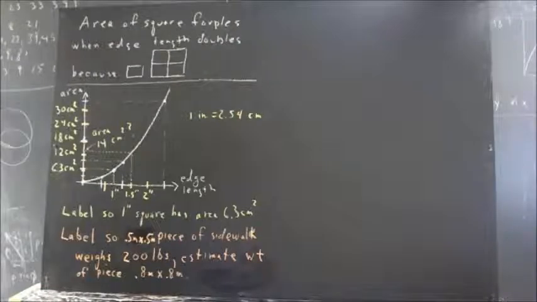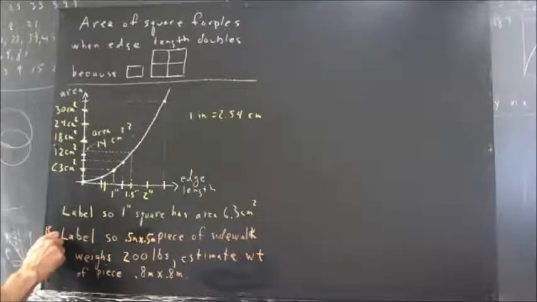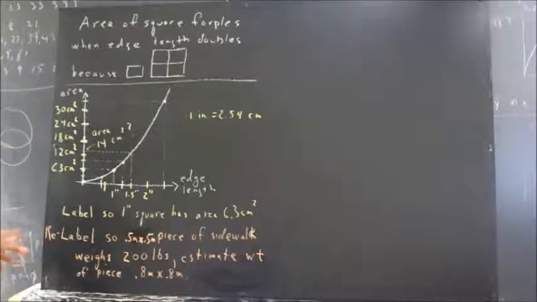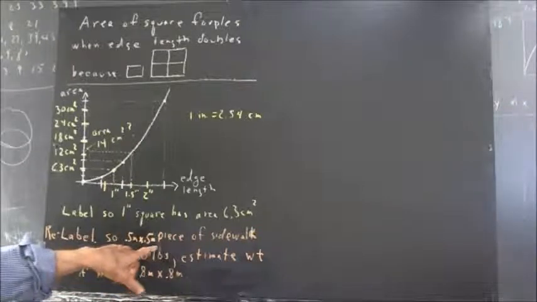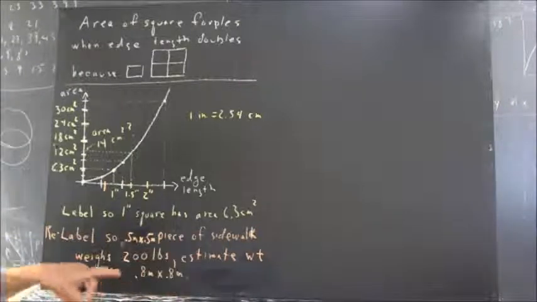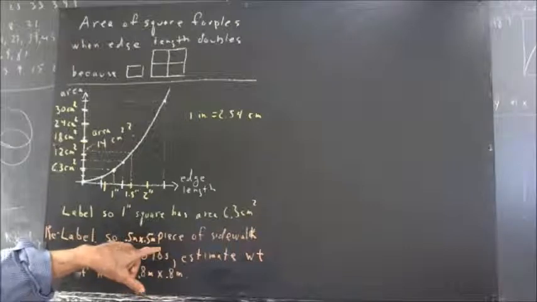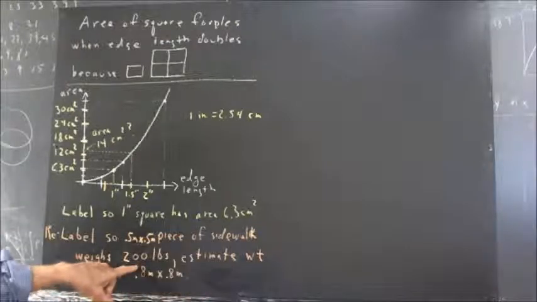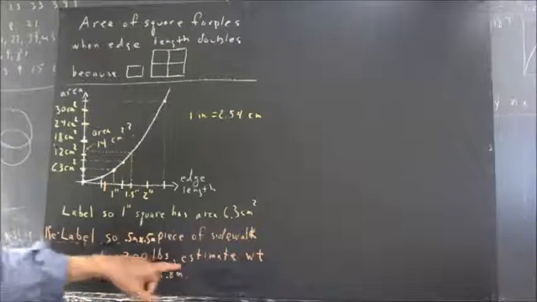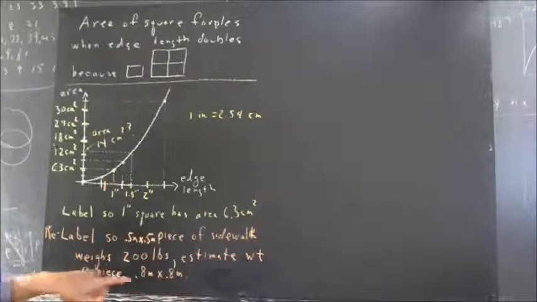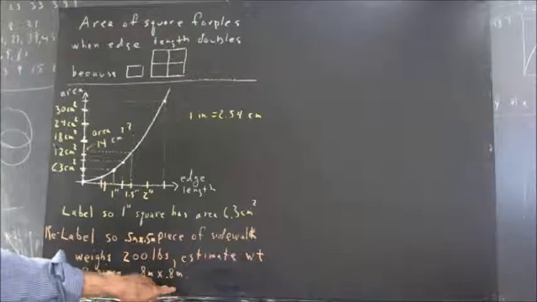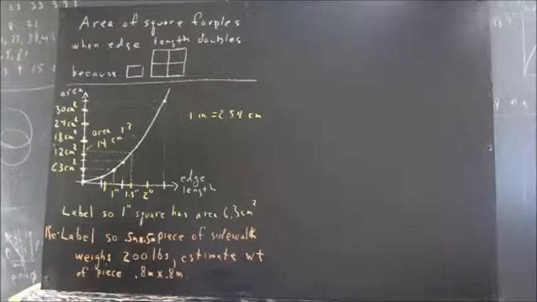Okay, so now I want to relabel the graph. I could write that as one word because I've got the capital L there. We'll keep it that way. We want to label the graph so that if a 0.5 meter by 0.5 meter piece of sidewalk weighs 200 pounds, we can use the graph to estimate the weight of a piece that's 0.8 meters by 0.8 meters. This could be a very practical problem.